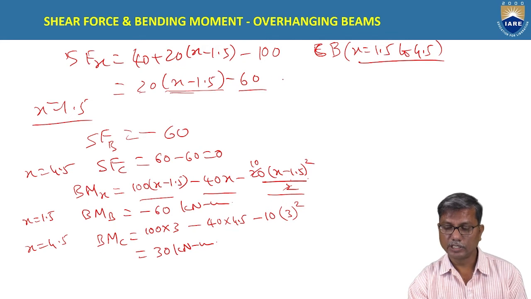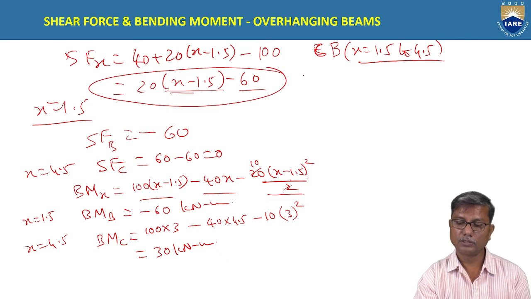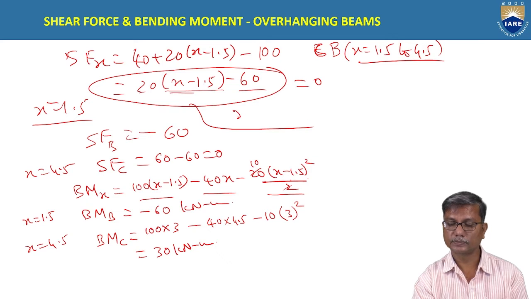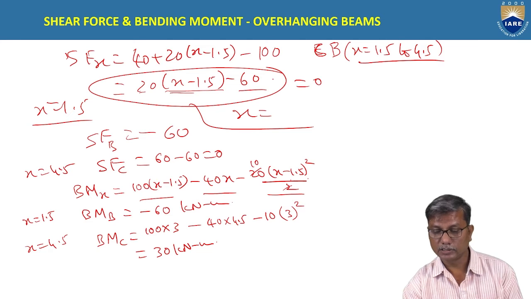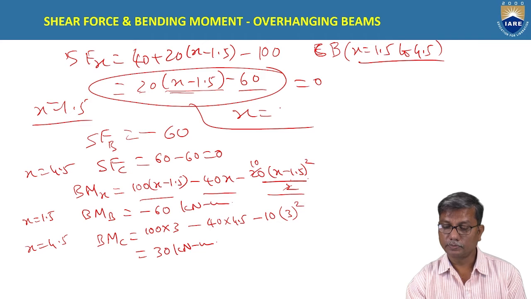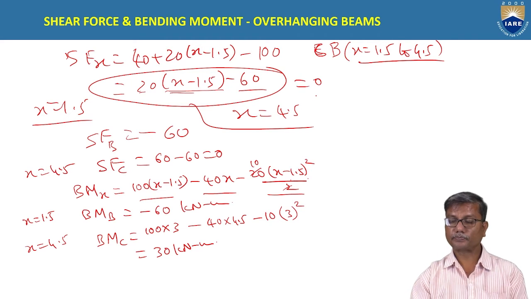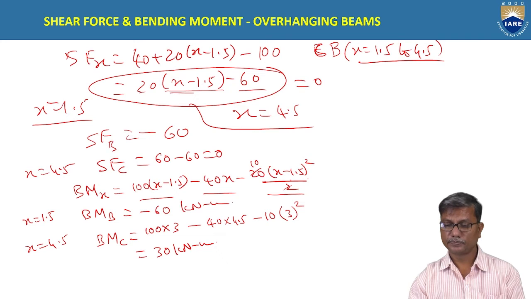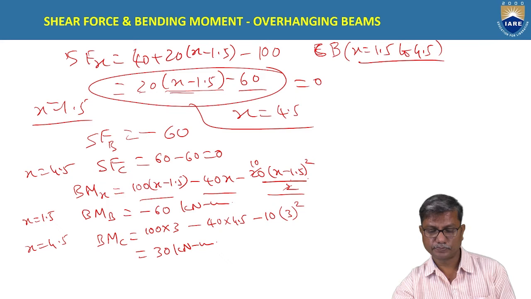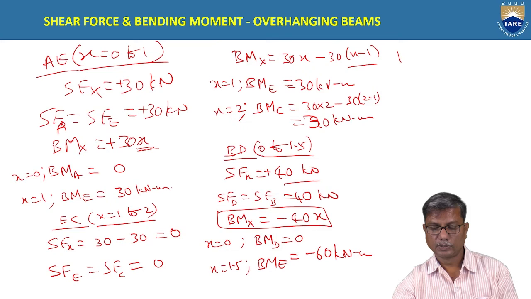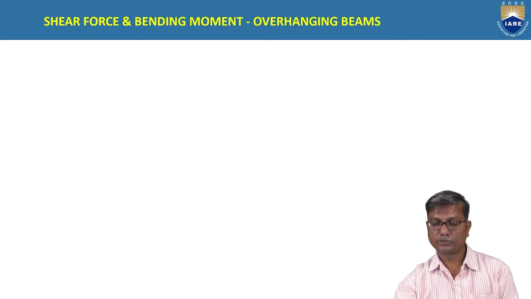So by equating the shear force to 0, you will get x where the shear force changes sign. Okay, that is 60 by 20 plus 1.5, so 4.5. At 4.5 x value, the shear force changes sign. Okay, yes. Now we can draw the bending moment and shear force diagrams for this.